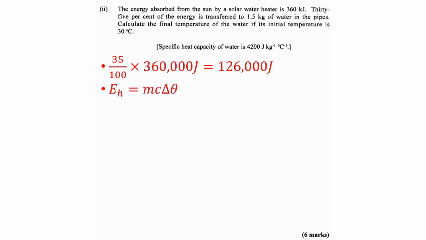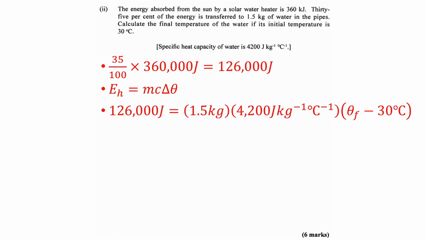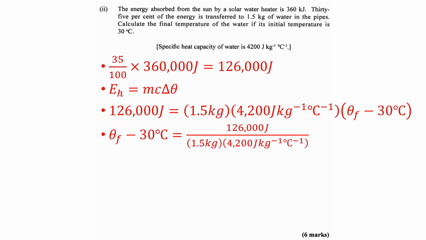Then, using the formula E sub h is equal to mcΔθ, substituting the values I know, I'll have 126,000 joules is equal to 1.5 kilograms multiplied by 4,200 joules per kilogram per degree Celsius multiplied by the final temperature minus 30 degrees Celsius. So the final temperature minus 30 degrees Celsius will be 126,000 joules divided by the 1.5 kilograms and the 4,200 joules per kilogram per degree Celsius.